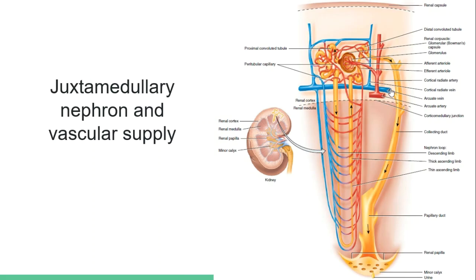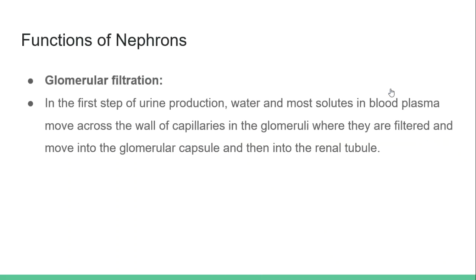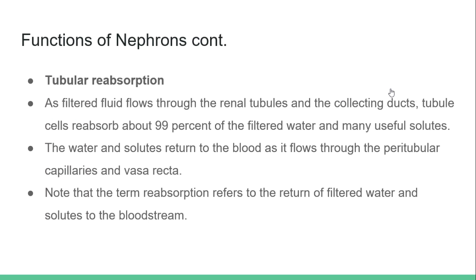We'll look now at the juxtamedullary nephron and vascular supply. The diagram below shows the juxtamedullary nephron and the vessels supplying it. Now look at the functions of the nephron. First of all, you have glomerular filtration. In the first step of urine production, water and most solutes in blood plasma move across the walls of the capillaries in the glomeruli, where they are filtered and move into the glomerular capsule and then into the renal tubule.